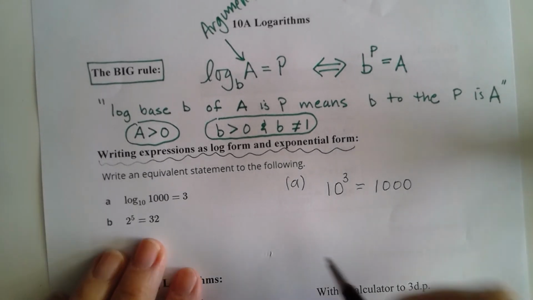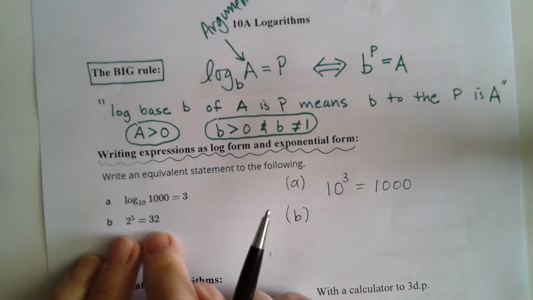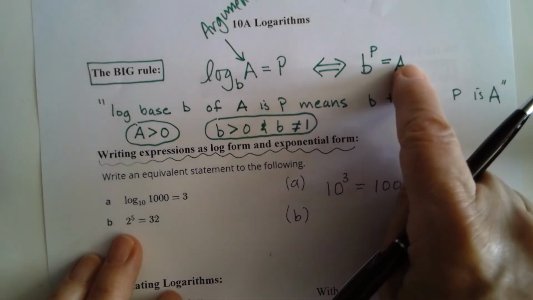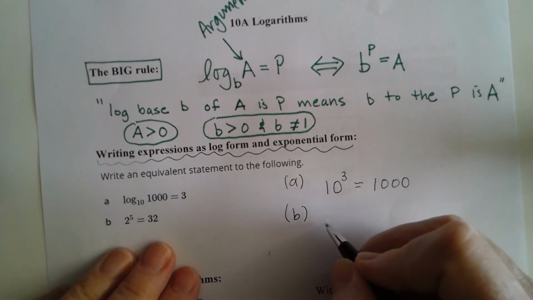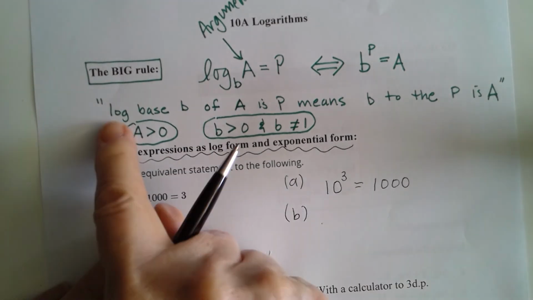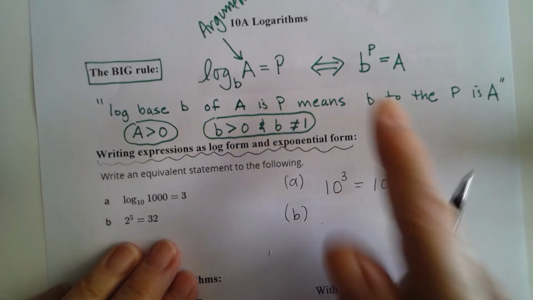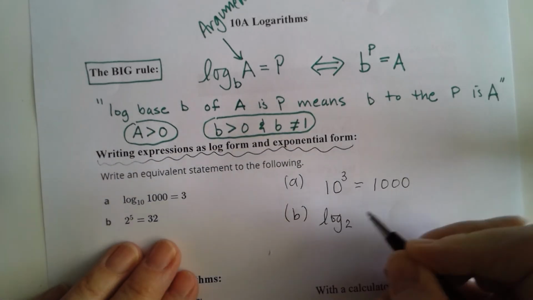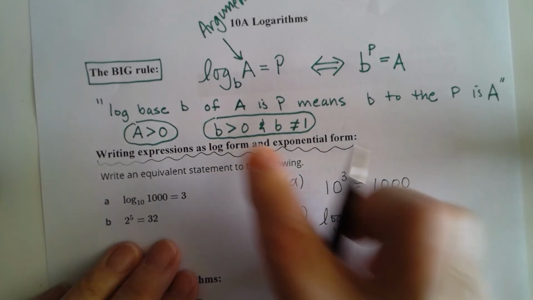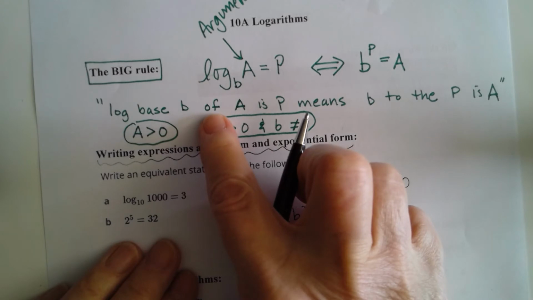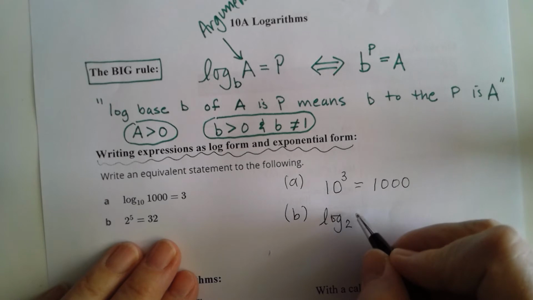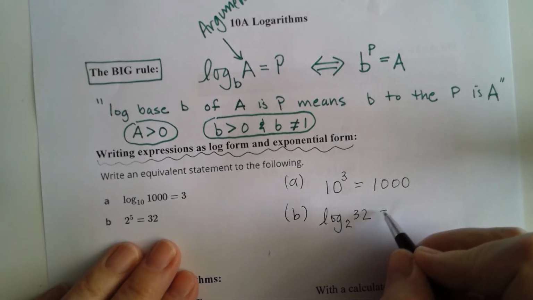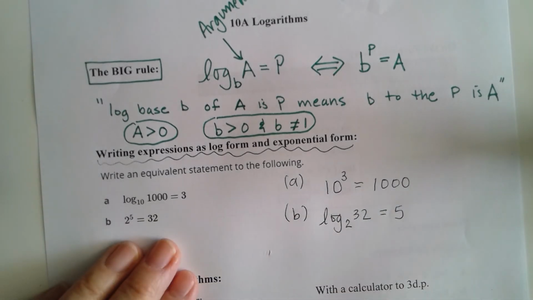All right, how about this one? This one's in exponential form, so it's over there. I want to write it in log form. You tell me. Say it like this: log base 2 of 32 is 5.